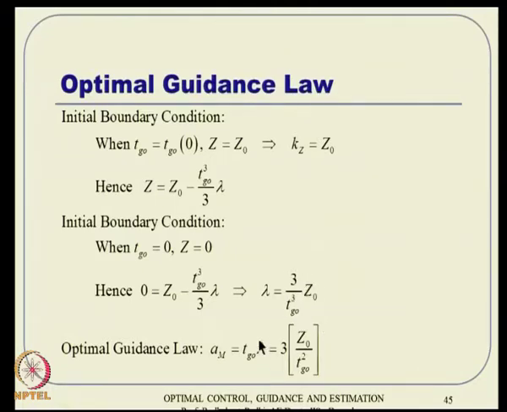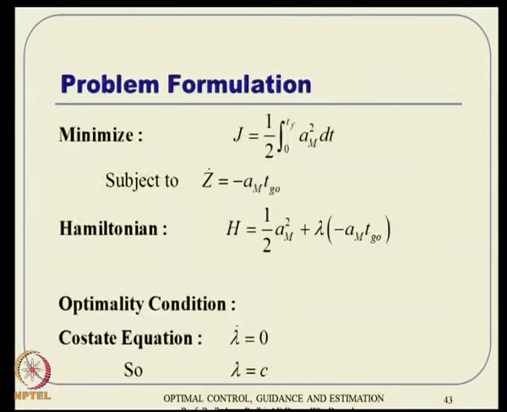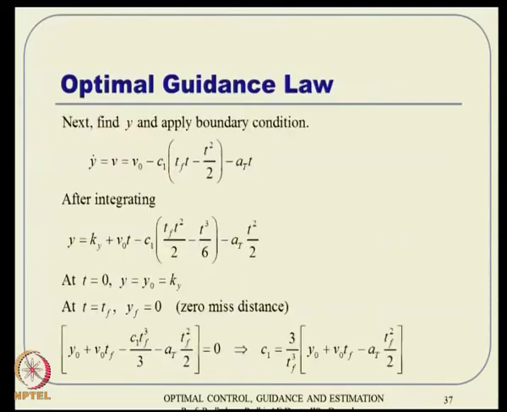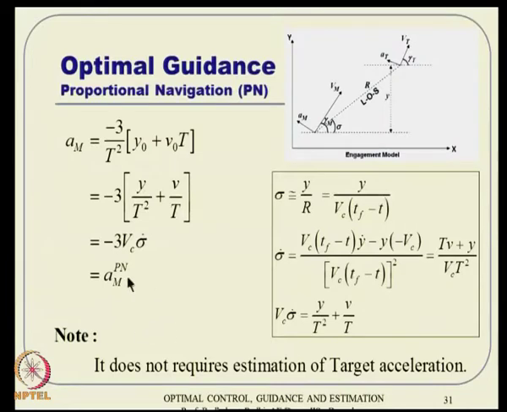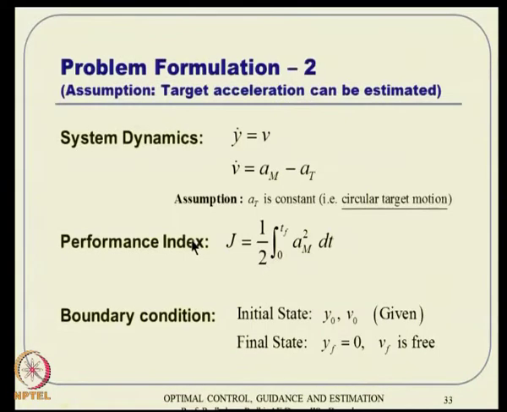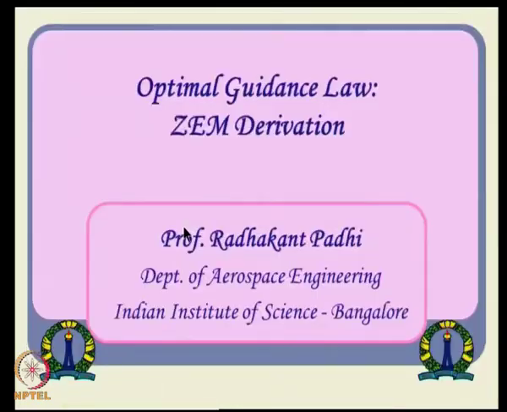Once you get lambda, your am is nothing but t go times lambda. So, am is nothing but 3 times z naught by t go square. So, what we have interpreted as am in the previous lectures is something like this. Okay. It has been represented as something like this actually. You can have am equal to this expression, minus 3 y by t square plus b by t, or you can have minus 3 Vc times sigma dot, or the same expression we can write as 3 times something like ZEM by t go square actually. Okay.